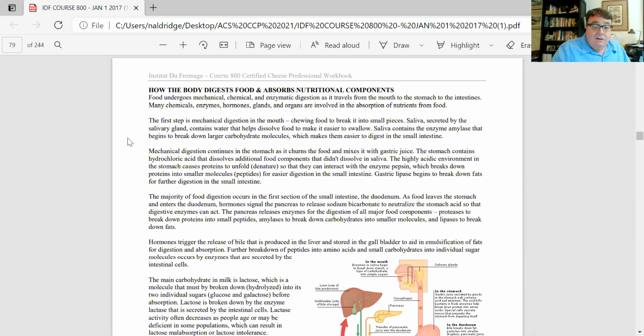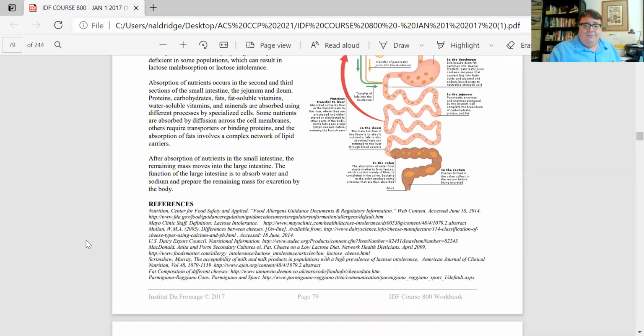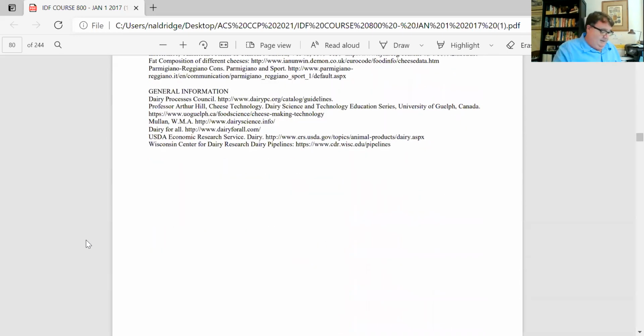And I've got highlighted: the first step in mechanical digestion is the mouth, chewing food to break it down into small pieces. Saliva secreted by the salivary glands contains water that helps us dissolve food and makes it easier to swallow. After I read all this, that's where most of your questions may come from on the test. Okay, that covered the whole section. We're finished with that one. Awesome, so that covers page 80.